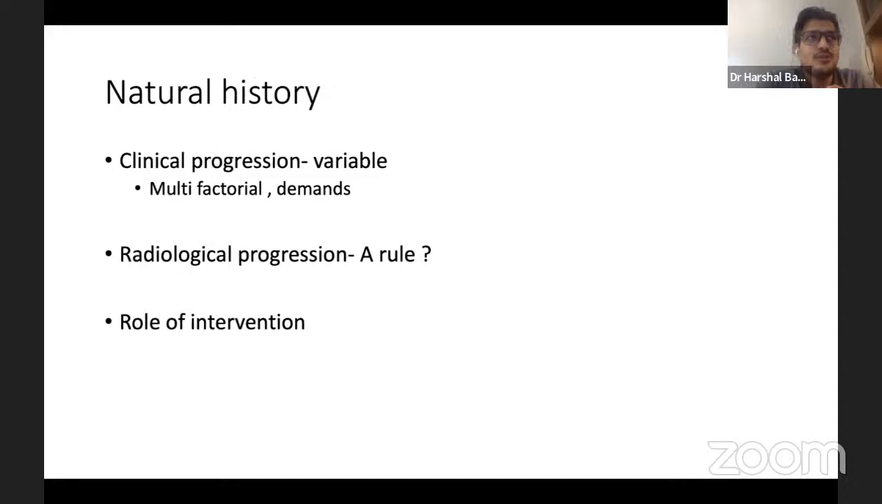Natural history of disease is also important, because these are 5th, 6th, and 7th decade people who have a lot of comorbidities and a lot of other issues. So decision making becomes important. Clinical progression of this disease is always variable. It is multifactorial and depends upon the patient's demands and lifestyle. Largely, it is said that 60% remain status quo, 20% improve, and 20% deteriorate. Radiological progression is always a rule, as said in multiple papers.